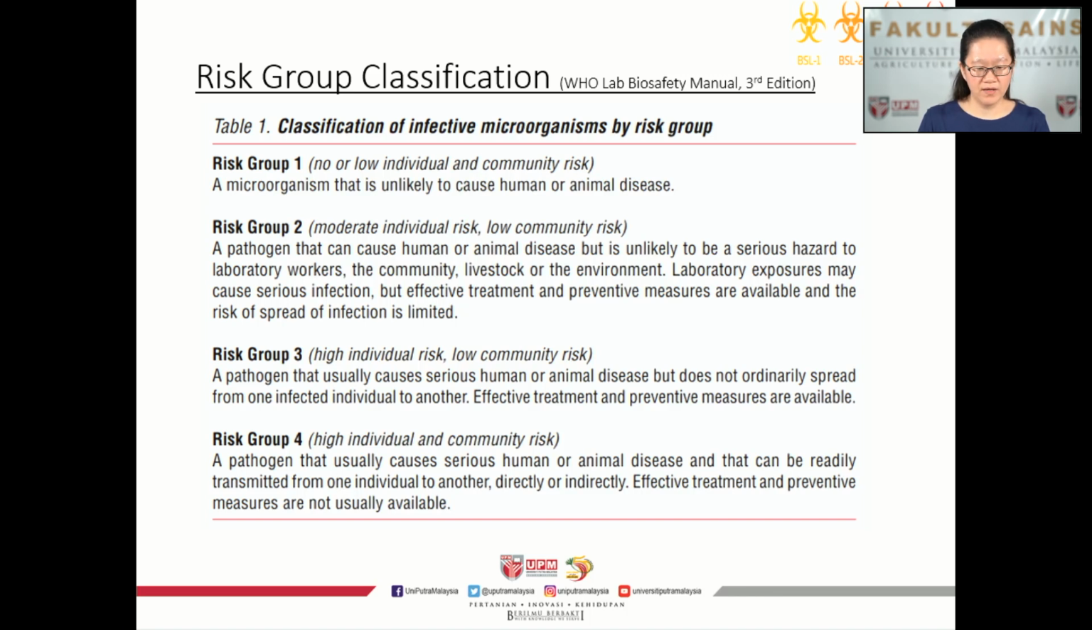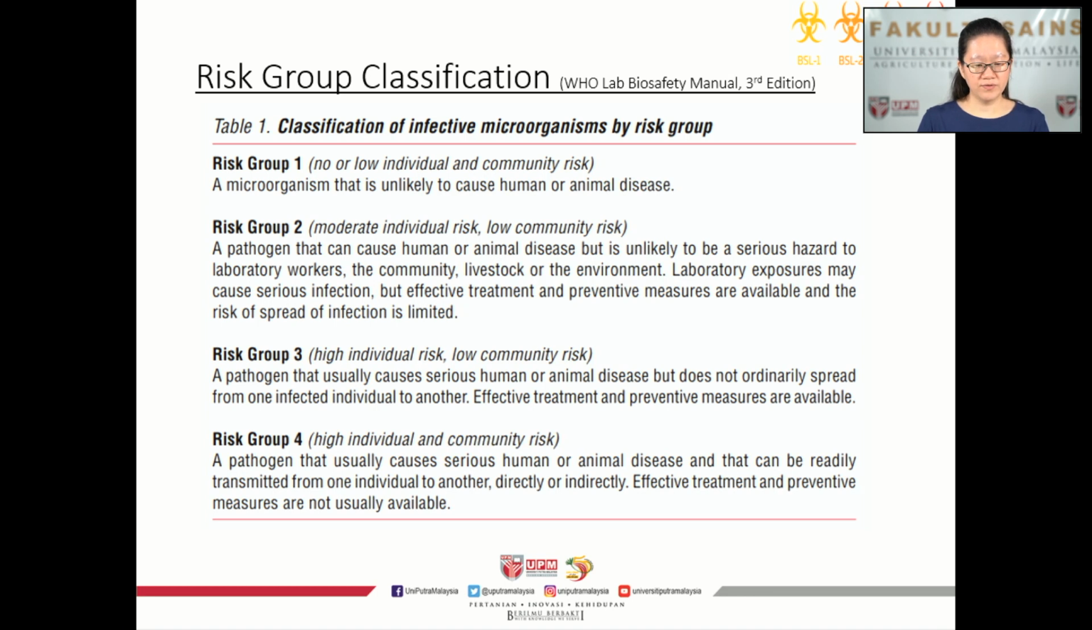Risk group 3 includes pathogens that usually cause serious animal and human diseases but do not ordinarily spread from one infected individual to another, and effective treatments and preventive measures are available. These pathogens pose high individual risk but low community risk.